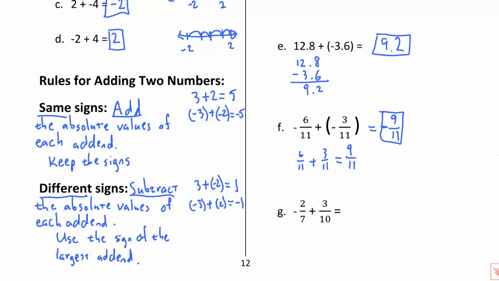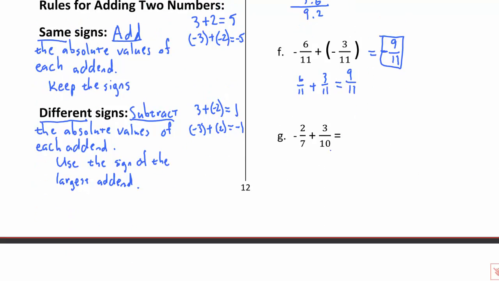Okay, so look at G here. We're going to do the same thing. Negative 2/7 plus 3/10. Because it's a negative and a positive, they're different signs, so we're going to subtract. Now, the largest of these two might be a little bit difficult to see until you put them into a common denominator. And a good common denominator here would be 70. So the first one, we're going to multiply the top and bottom by 10 over 10. And the second one we're going to multiply by 7 over 7.